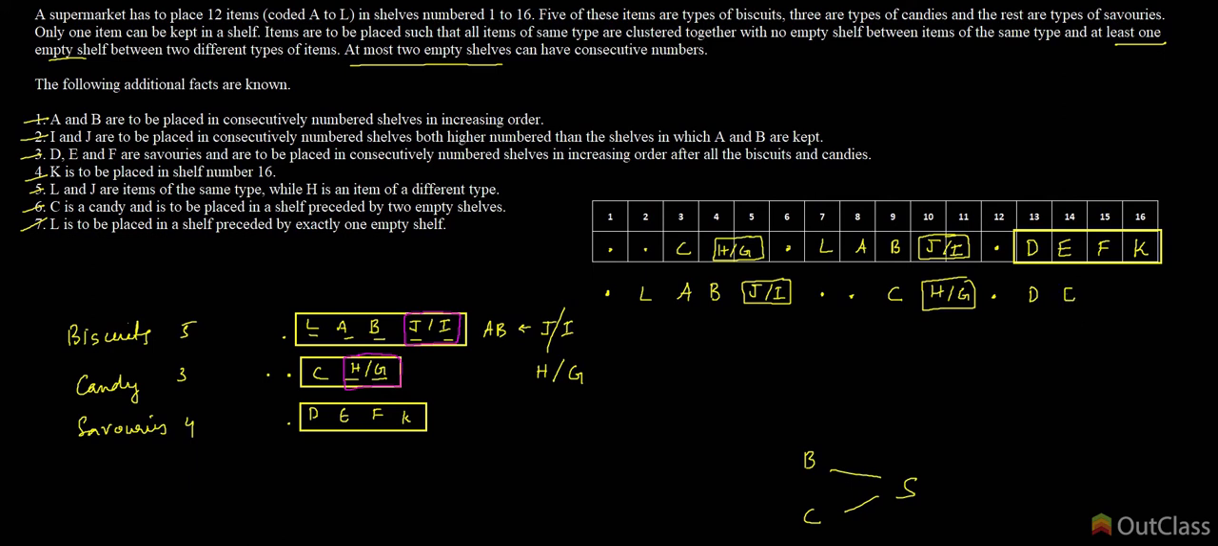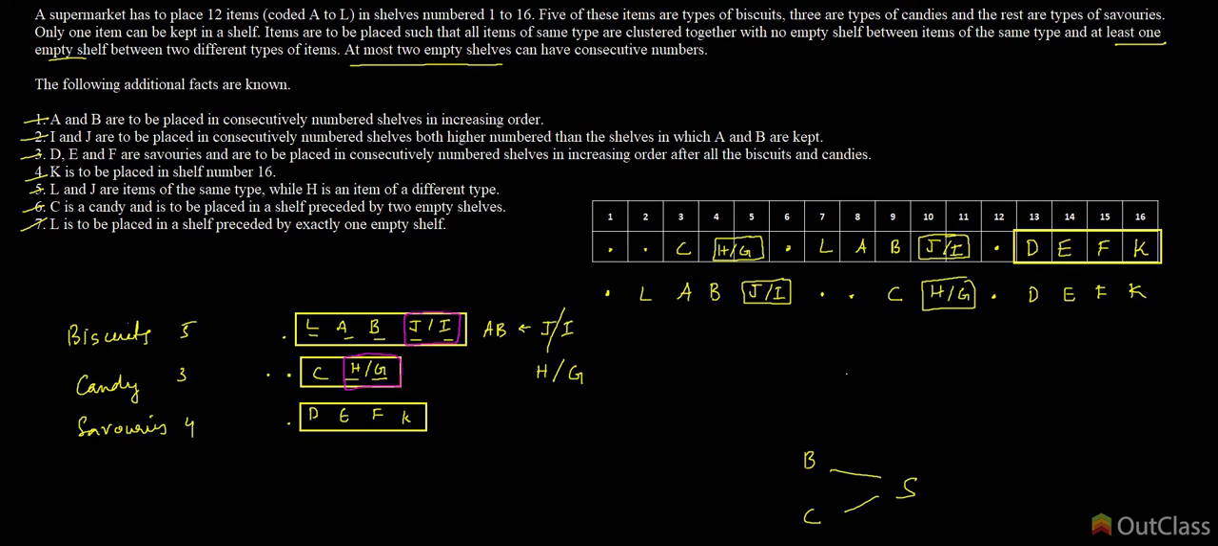D, E, F, K. So these are the two possibilities as far as the sequence of the kinds of items is concerned. We have case 1, candy followed by biscuit followed by savories. Case 2, biscuits followed by candies followed by savories. But even within these cases, there are sub cases because we don't know the order of HG, we don't know the order of JI. So that is basically what we can find from the set data.